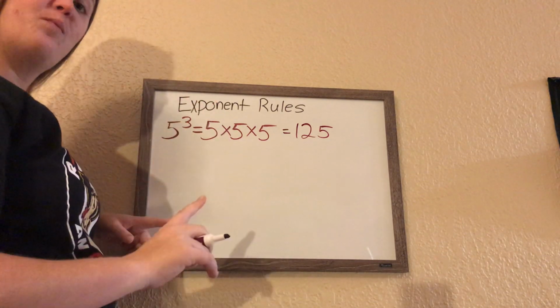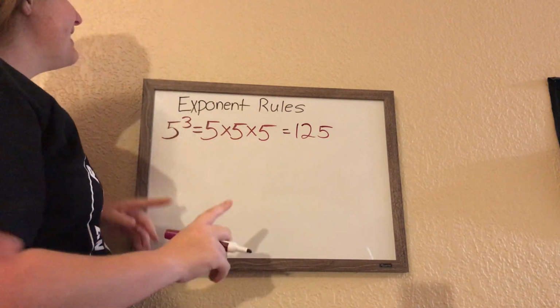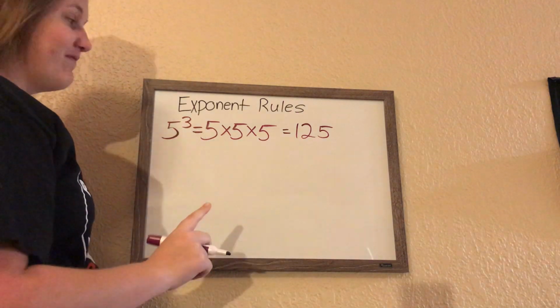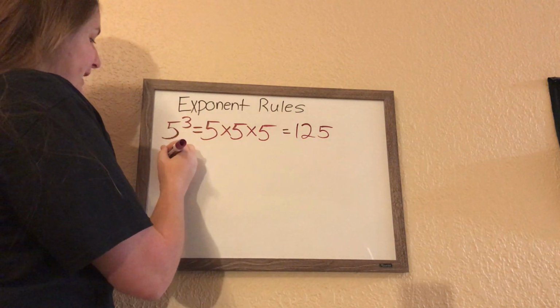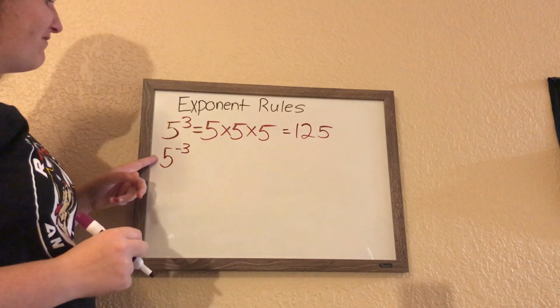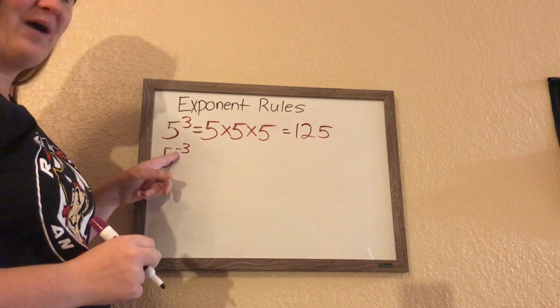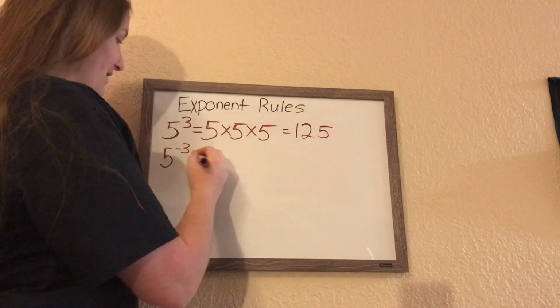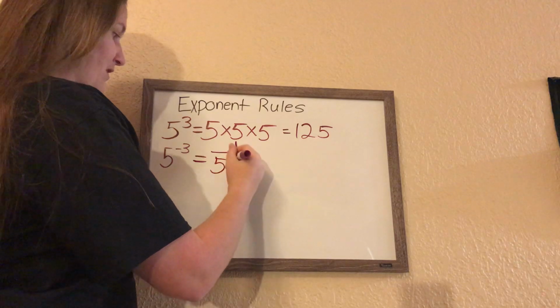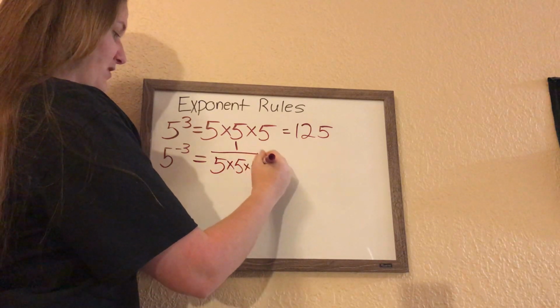Now, the new part that we're adding in this week is that we can have negative exponents. And now the strange thing about negative exponents is that they don't make the number negative. If I'm raising 5 to the negative third power, what I'm actually doing is I'm just saying what's 1 over 5 times 5 times 5.